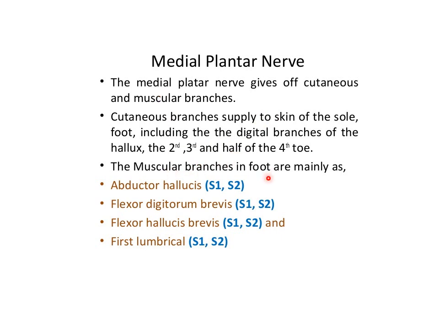Muscular branches are mainly to the abductor hallucis and flexor digitorum brevis. These two branches arise from the main trunk of the medial plantar nerve, that is abductor hallucis and the flexor digitorum brevis.